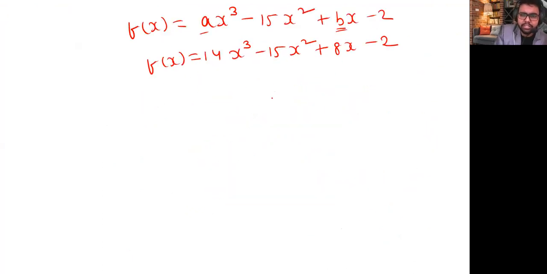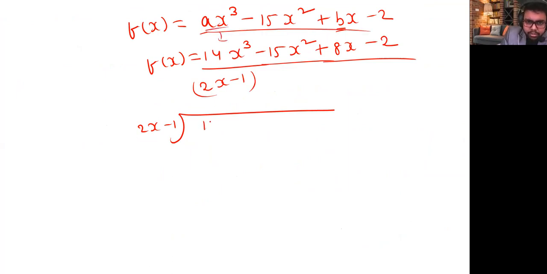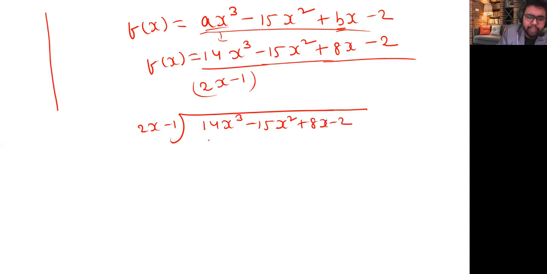Now I have this function and I have to divide this whole function by 2x minus 1. So let us do it by the long division method. So 2x minus 1, and I'm going to divide here. Now I have a and b with myself. So here 14x cube minus 15x square plus 8x minus 2. I'm going to divide. You might know how we divide. We take our first term and divide with the first term.